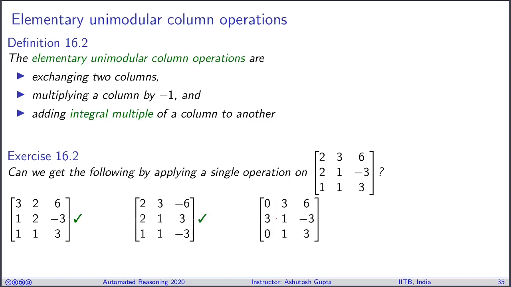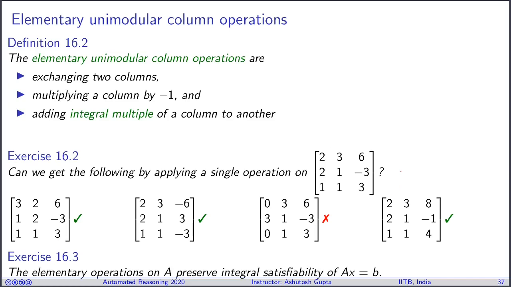Everything else remains the same. Look at this matrix. How did you obtain this? If you think a bit, you will not find any way to synthesize it in a single operation. But you can obtain this one by, please try to solve this problem, how you get from here to here using a single elementary unimodular column operation.